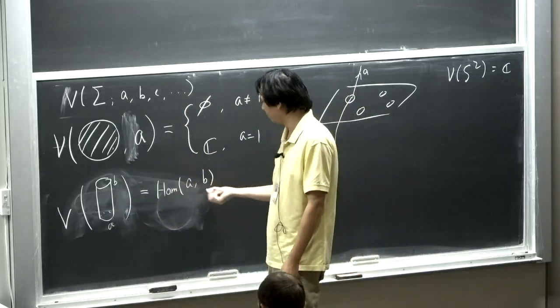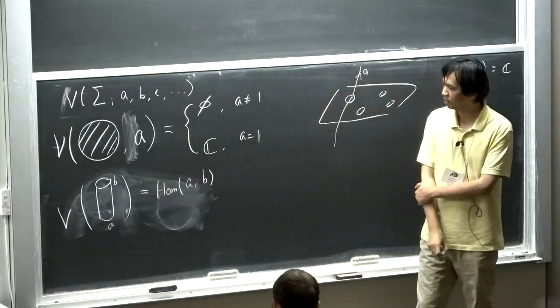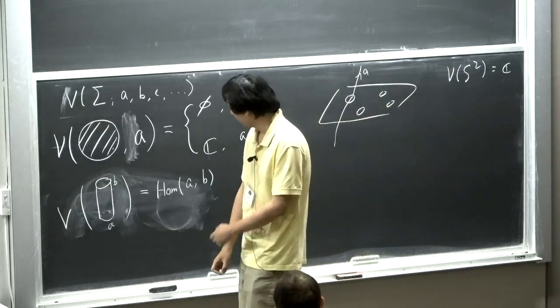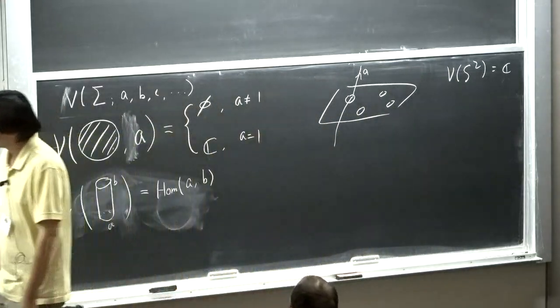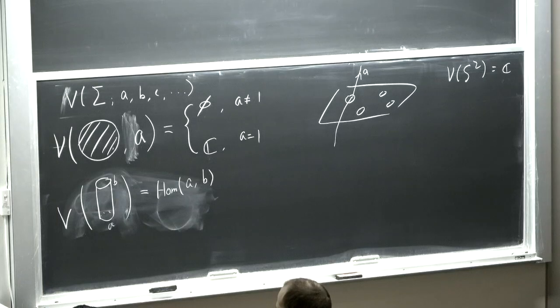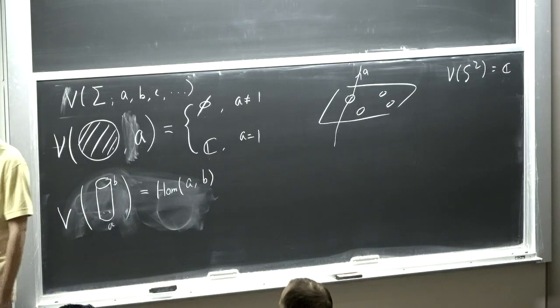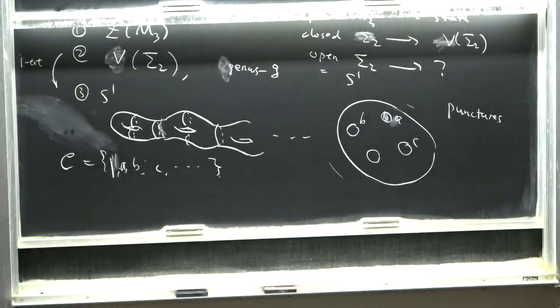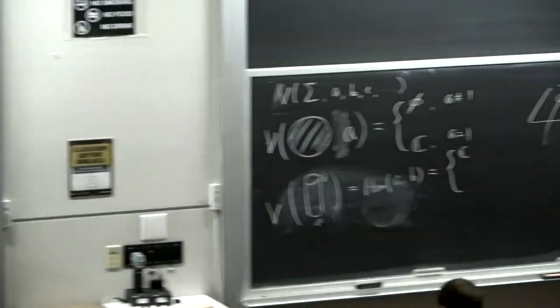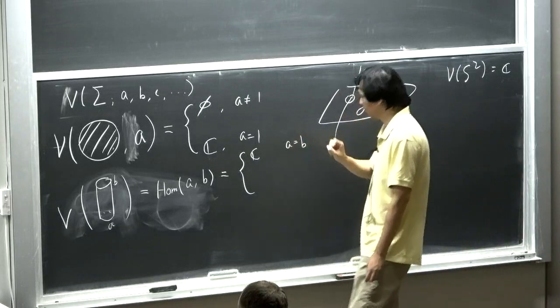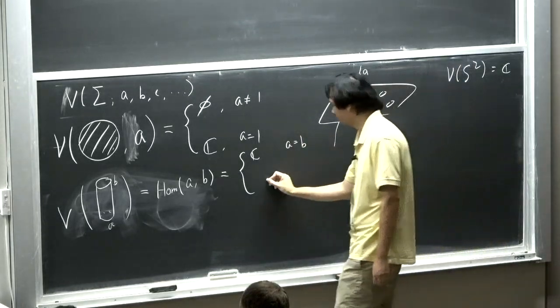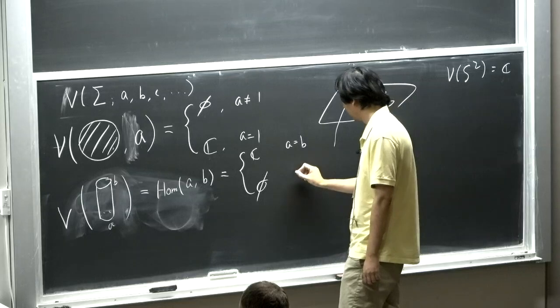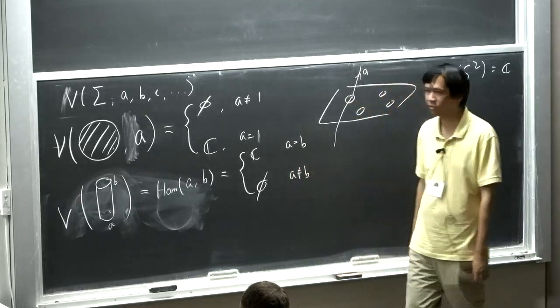In any case, we just have a Hom space, a vector space associated with the cylinder, and anticipating what will come, I've chosen these labels to be the simple ones, which means that this vector space will be one-dimensional if A is the same as B, and it will be empty otherwise, a zero-dimensional vector space.